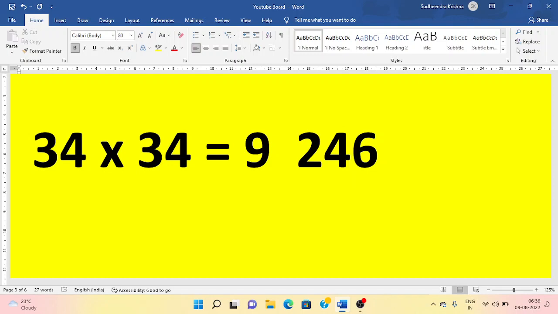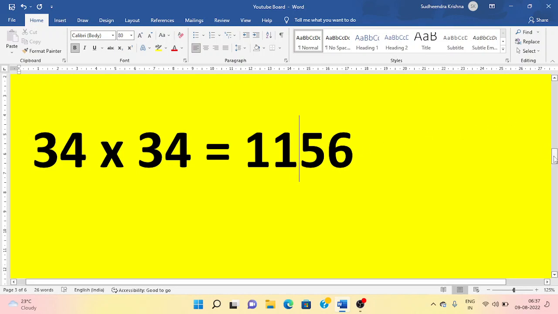So on the left side of 6 already I have 24. 24 plus 1 carry will give you 25. But 25 is a two-digit number. I cannot take a two-digit number. So out of 25 I'll take only 5 and I'll carry over 2 to the left number. So already on the left side of 5 I have 9. 9 plus carry over 2 will give you 11. So put 11. So this is the required answer. So 34 into 34, that is 34 square is equal to 1156. It's as simple as that.